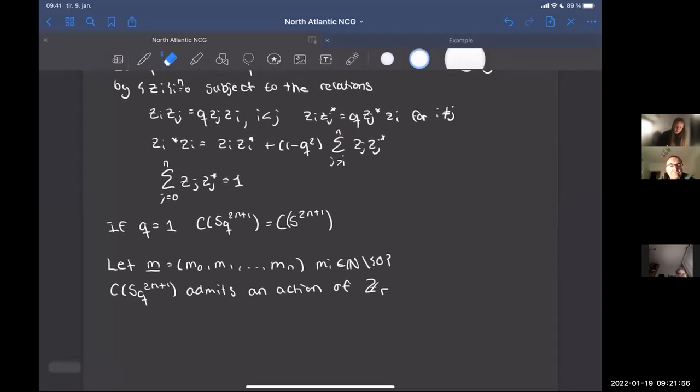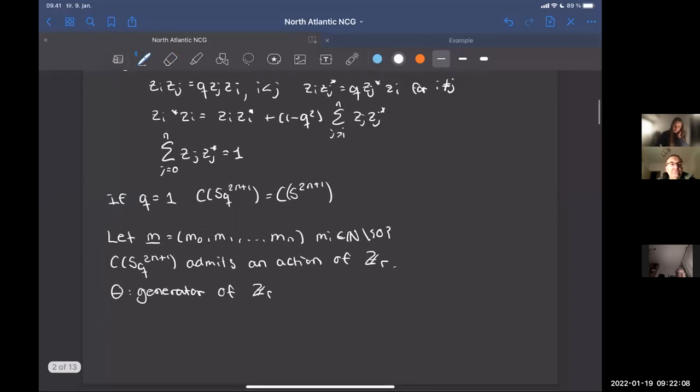Yeah, and it's given as follows. So if we let theta be a generator of the set mod R, then the action is given by this rho MR, and it maps set I to theta MI set I. Okay.